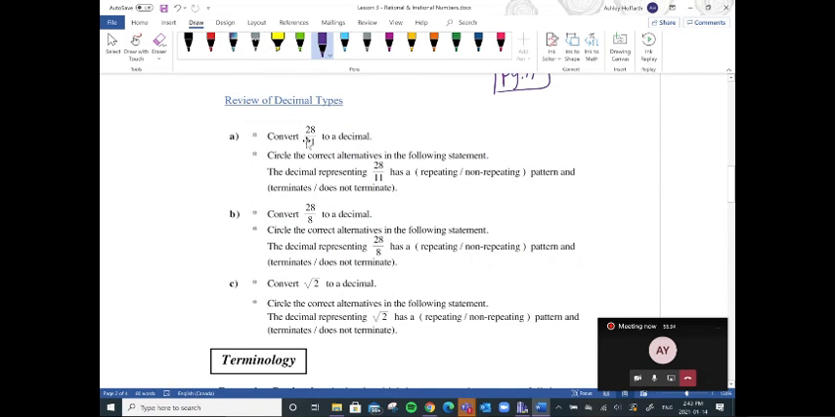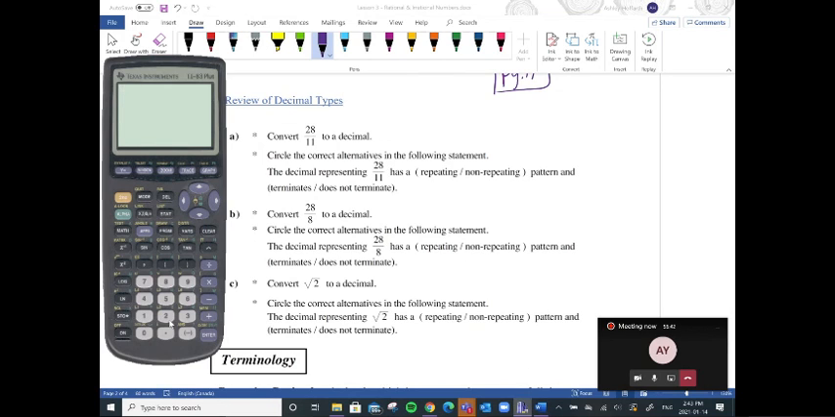So the first question asks us to convert 28 over 11 to a decimal. So all you have to literally do is type in your calculator 28 divided by 11. And then equals, and we get this here. And I love that I can show this up here on the screen so I can explain why this decimal doesn't actually stop where it shows on the calculator screen.